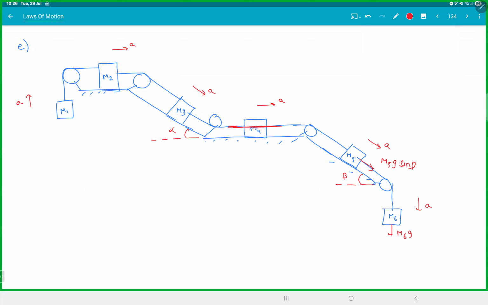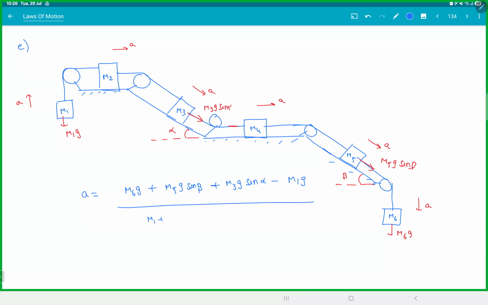M4 is doing nothing. Mg is vertical, so there's no component. This will be M3g sine alpha. M3 is helping you. M2 is also doing nothing. Mg is perpendicular, see, 90 degrees, so that is 0. M1 is actually fighting you back. That's it. There are total 4 forces along the string. So acceleration will be: M6 is supporting, plus. M5 is supporting, plus. If you have taken the other direction, then this will be negative. It is okay. M3 is also supporting. M1 is opposing. This is the total force along the string, by total mass.